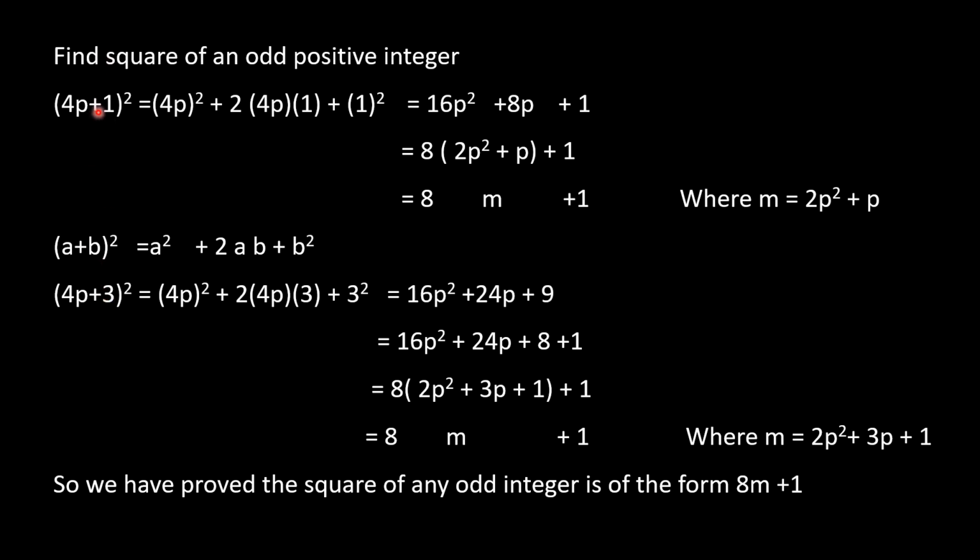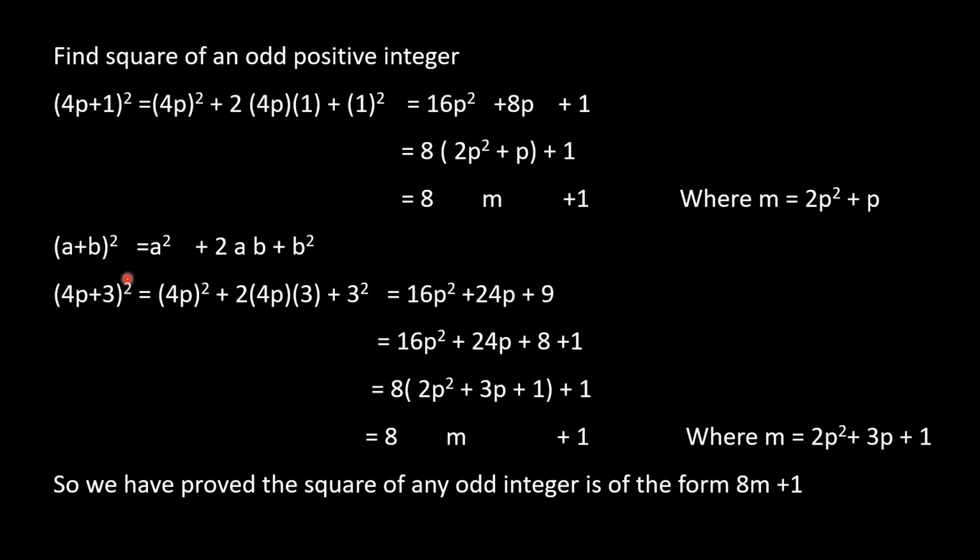4p plus 1 the whole square, you have to apply a plus b the whole square formula, a square plus 2ab plus b square. You will get 16p square plus 8p plus 1. Take 8 out, you will get, for these two terms, 2p square plus p plus 1. Instead of this 2p square plus p, I am going to apply m, 8m plus 1, where m equal to 2p square plus p.